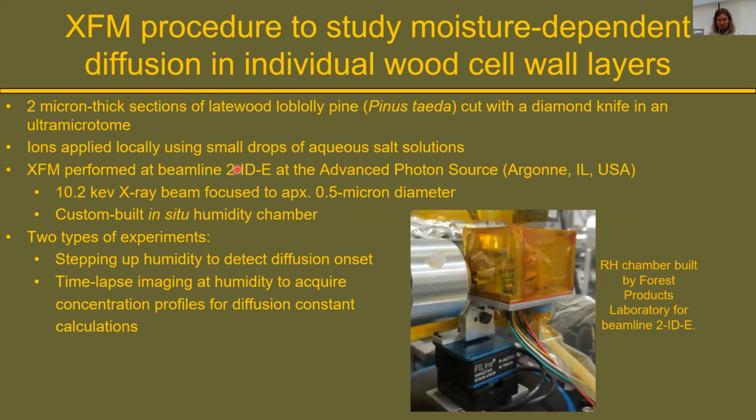To utilize X-ray fluorescence microscopy to study moisture effects on diffusion in wood cell walls, we built this humidity chamber that fits right into sector 2 IDE. It just attaches right to the kinematic mount in the beamline. Here's the fluorescence detector, and X-rays are coming from back behind here. The humidity goes in through this hose, and we also have a humidity and temperature sensor in there to measure the conditions during the experiments.